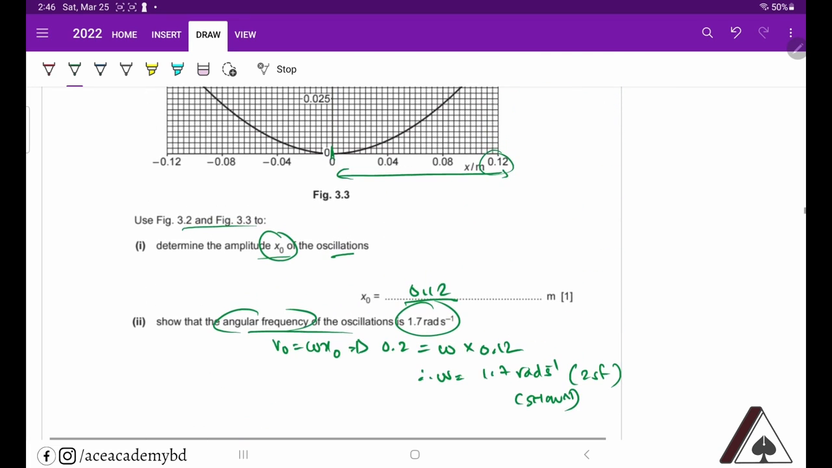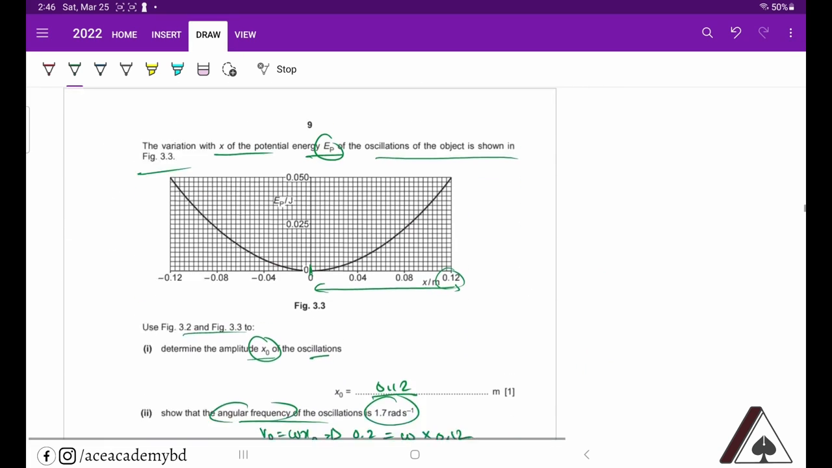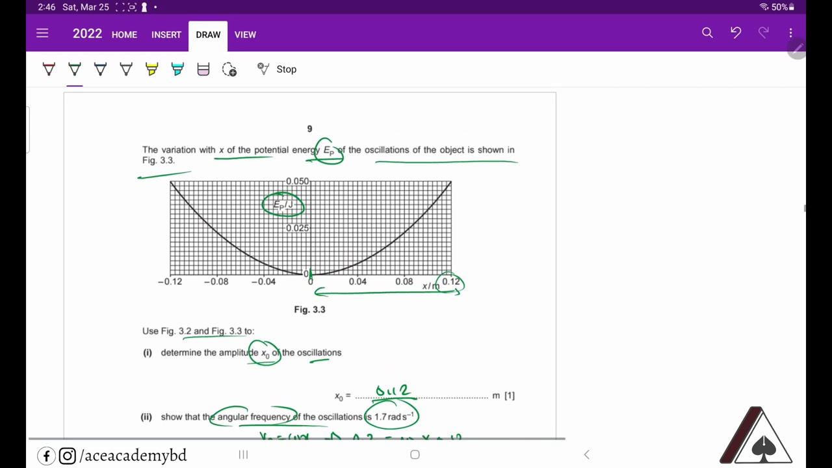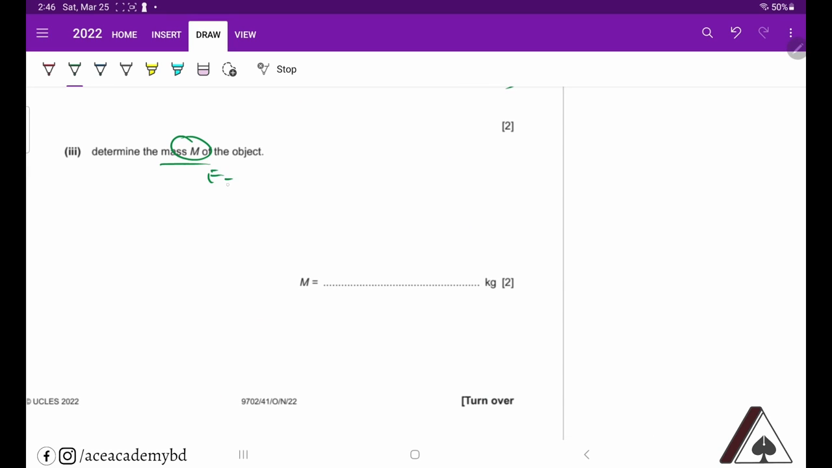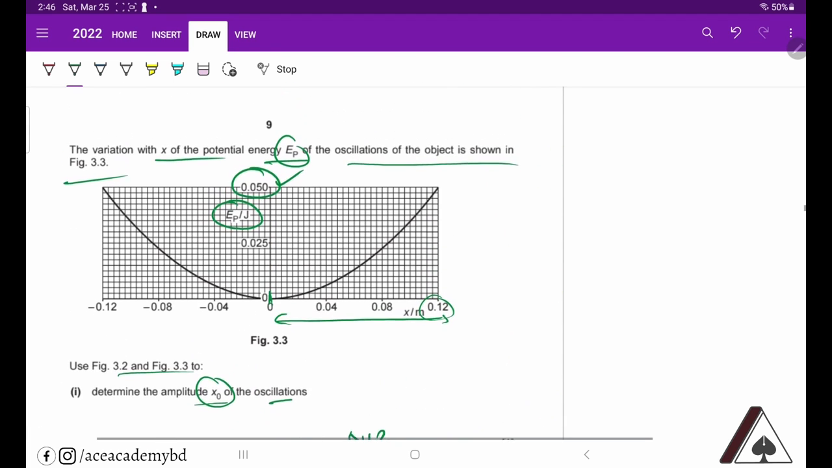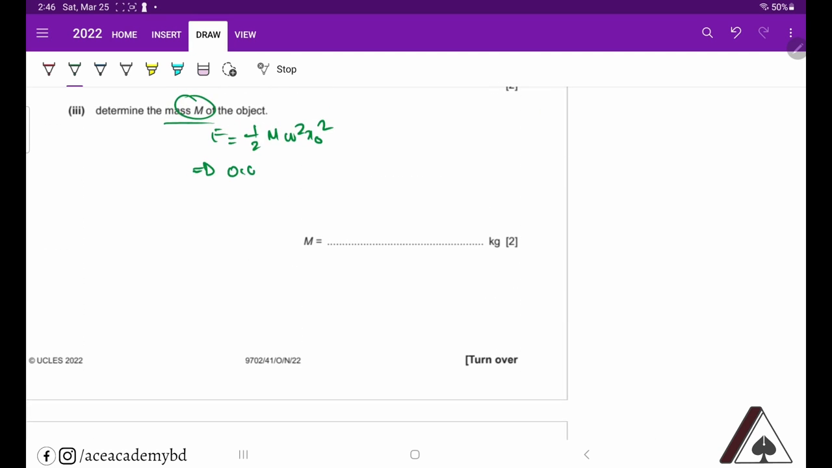Okay, now it says determine the mass of the object, M. So basically we need to take help from these graphs which they have given us. They have given us information about EP, which is the potential energy. Over here we can say that the maximum potential energy is 0.05. So we can make use of this specific information here. We know E can be written as half m omega squared x naught squared. So let's just substitute 0.05.